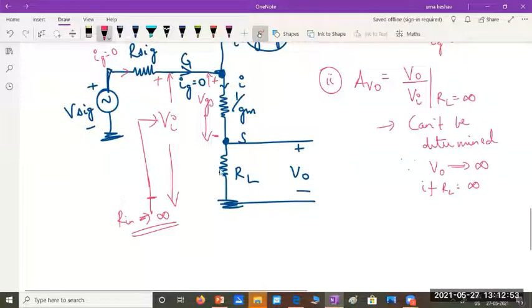Ma'am, are we considering infinity as higher or lower? Higher value or lower value, ma'am? Infinity is always higher.